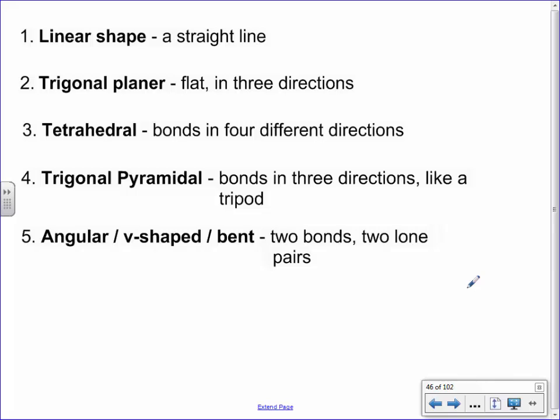Okay. Trigonal pyramidal looks like this. You're only going to go off in 3 directions. But see how this one's not flat? It's almost like a tripod. The reason why it's not flat is that there's a lone pair on this one. I want to show you both of these side to side here so you can see the difference.